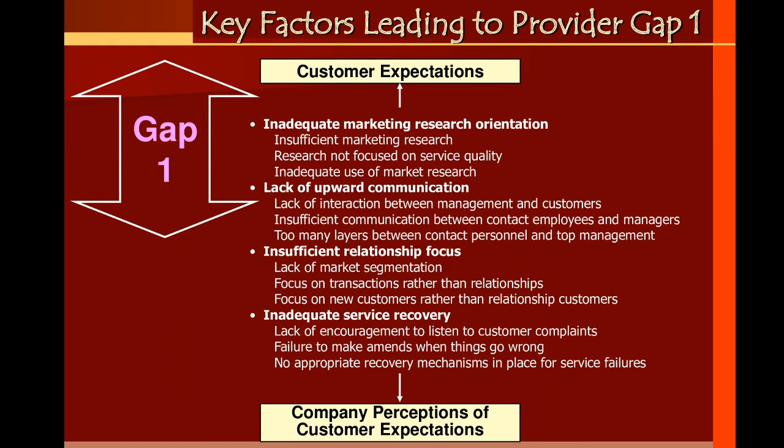Talking about insufficient communication between the managers and the employees: in some companies there will be too many layers between company contact personnel and top management. Too many layers means the hierarchy level will be very huge. If you want to communicate with top management, there will be at least 6 or 7 persons in between. So that is also too many layers actually.